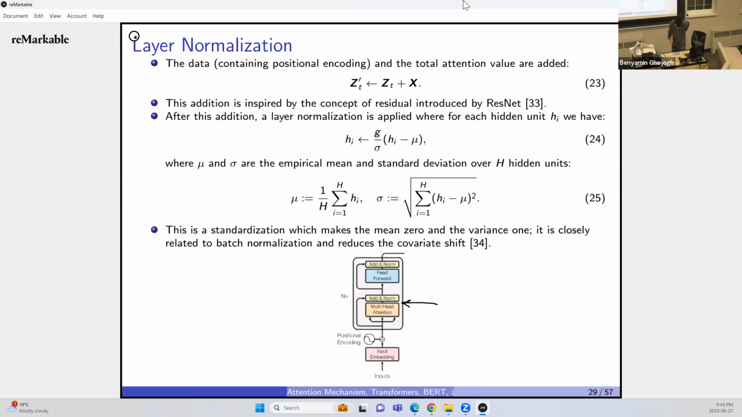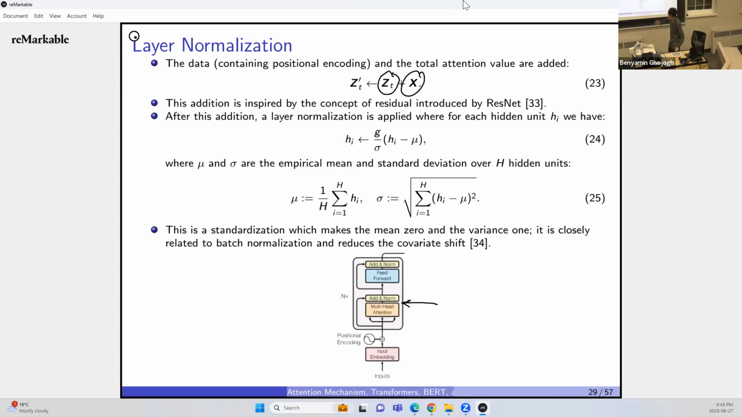What do we add? What was the output of multi-head attention? ZT, right? What was the input of multi-head attention? X. So I'm adding the output of multi-head attention and its input. What does it remind you of? Please tell me. Residual learning, ResNet. They have been inspired by ResNet. Okay, add is just ResNet.